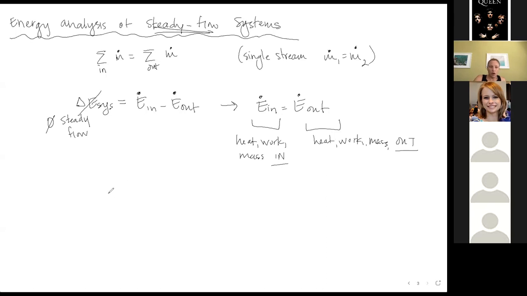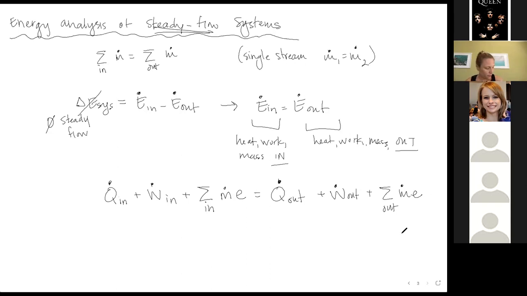So this becomes our heat coming in at a certain rate plus our work coming in at a certain rate plus the summation of our mass flow rate times our flow energy coming in, which has to equal our heat rate going out plus our work rate going out plus the summation of our outgoing mass flow rate times our specific fluid energy. The summation is for each inlet, and this one is for each exit.